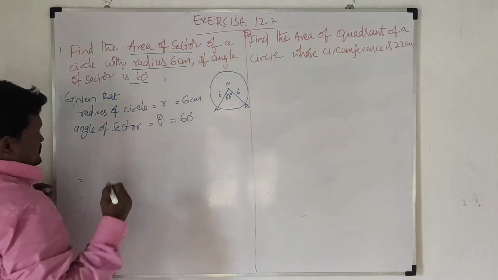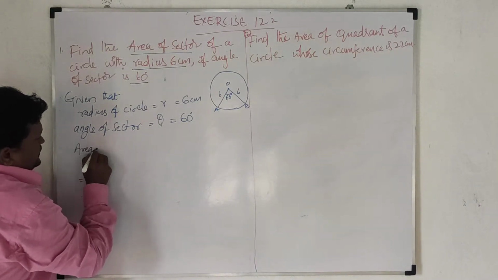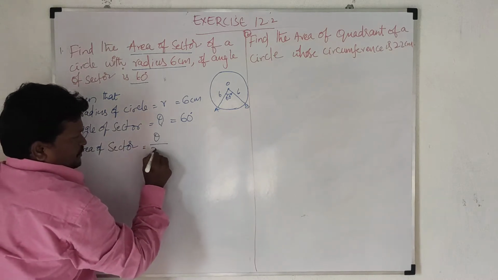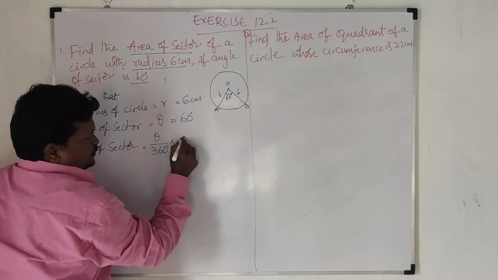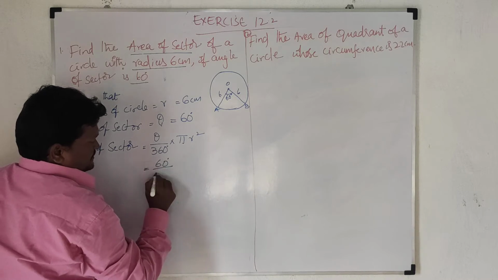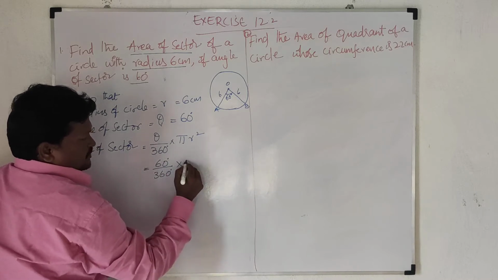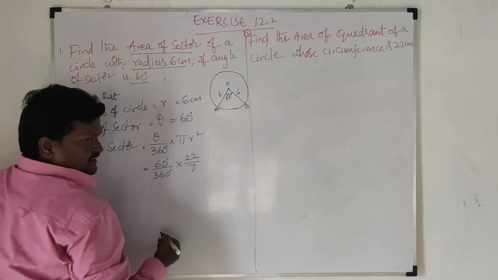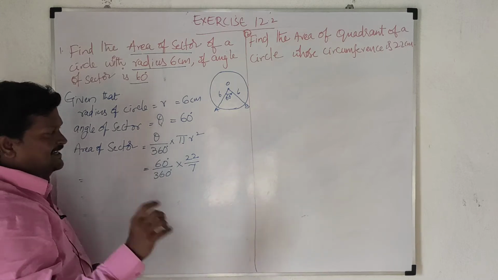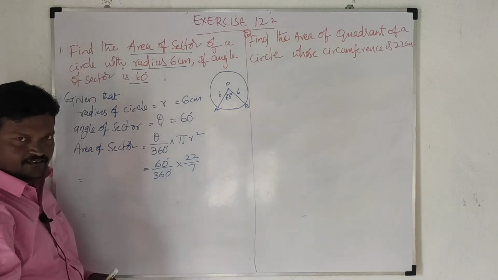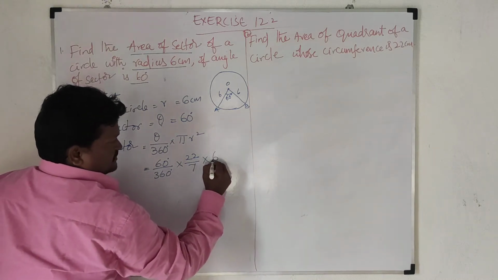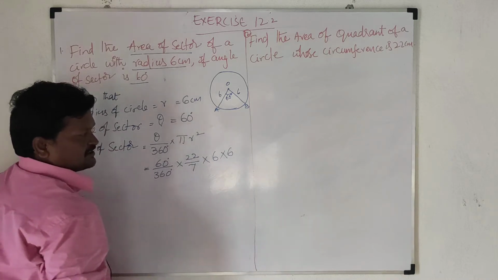Now see the area of sector. Area of sector is equal to, what is the formula? Theta by 360 degrees into pi r square. What is theta here? 60 degrees by 360 into pi, and here you have to take pi as 22 by 7. In the exercise itself in the textbook it is given, take pi equal to 22 by 7. That's why I am taking 22 by 7 into, what is r? 6. r square means 6 square, that is 6 into 6.